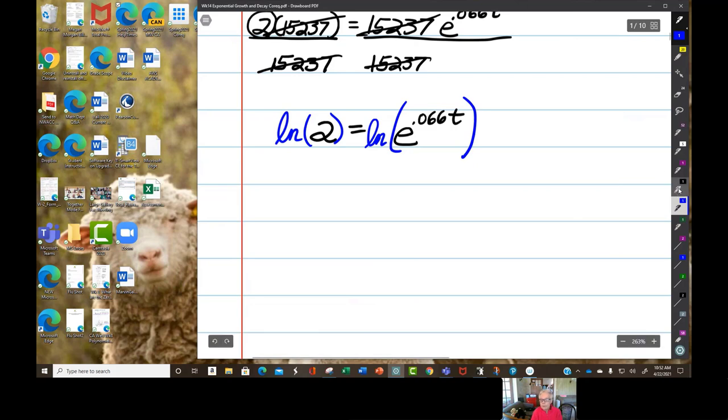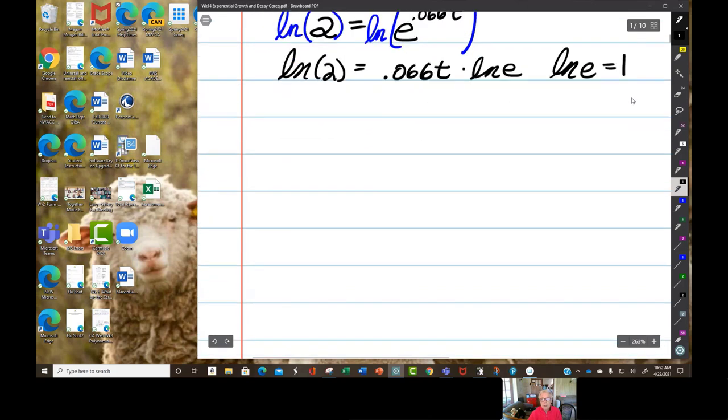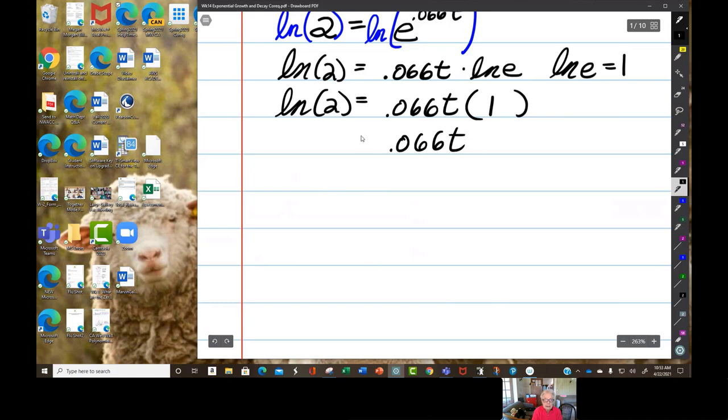All right, so we're now going to use the power rule of exponents to bring this power down in front. So we'll have the ln of 2 equals 0.066t times the ln of e. And you'd need to memorize that the ln of e equals 1. So this time, but probably not in the future, I'm going to go to the extra step of doing this. The ln of 2 equals 0.066t times 1, which of course is just 0.066t equals the ln of 2.